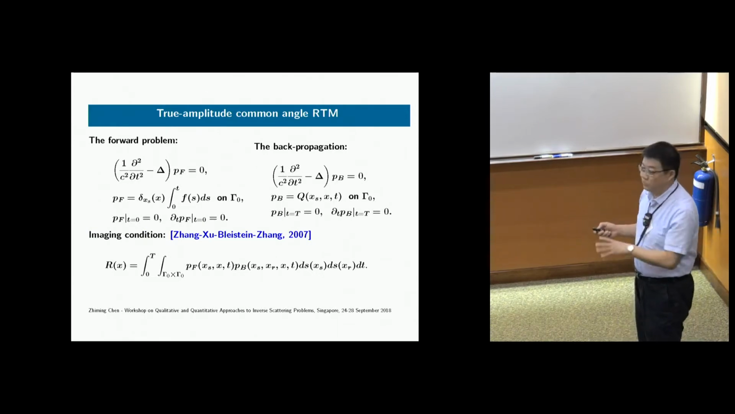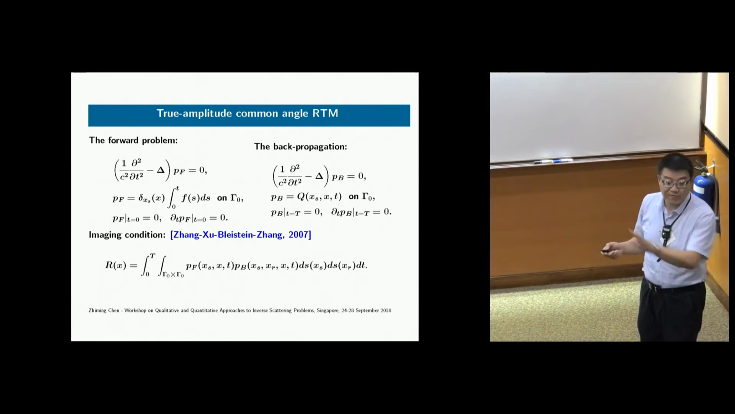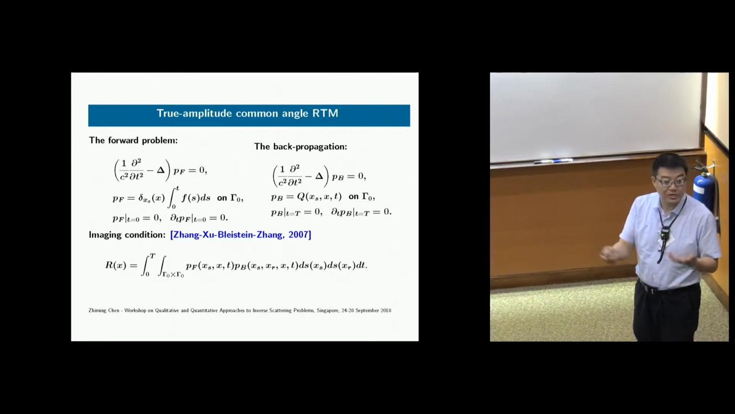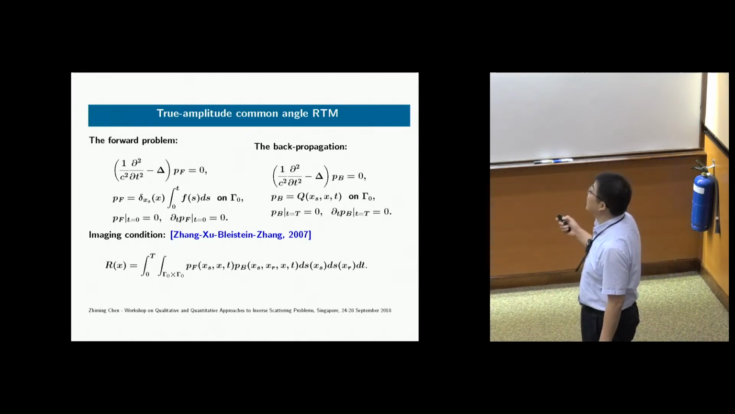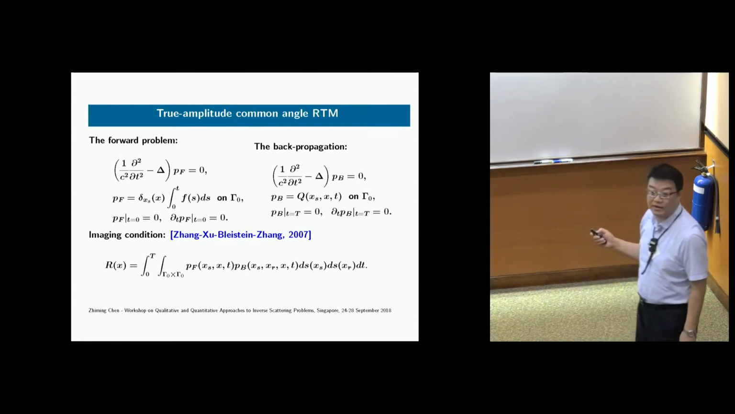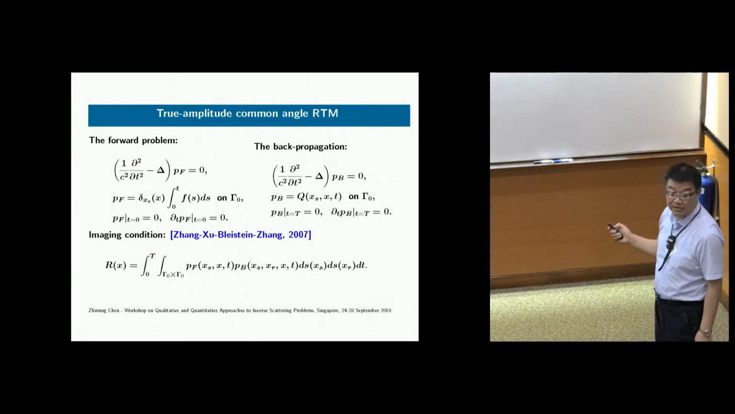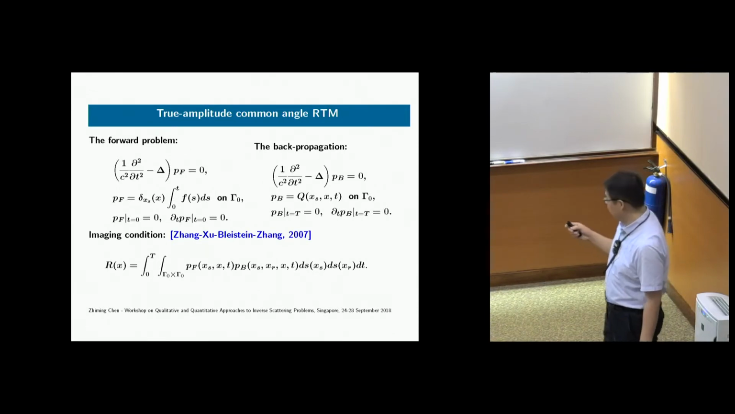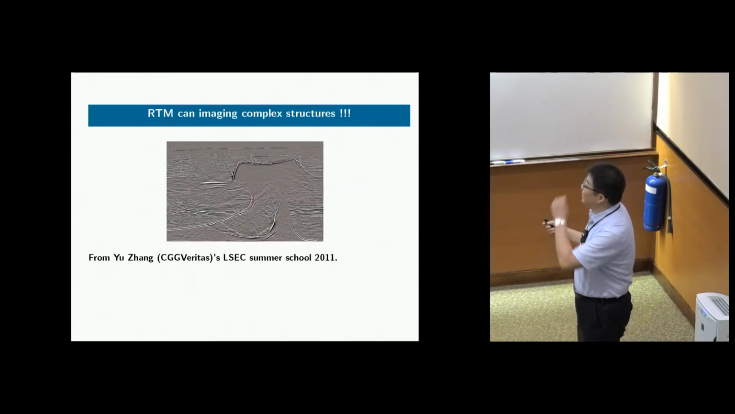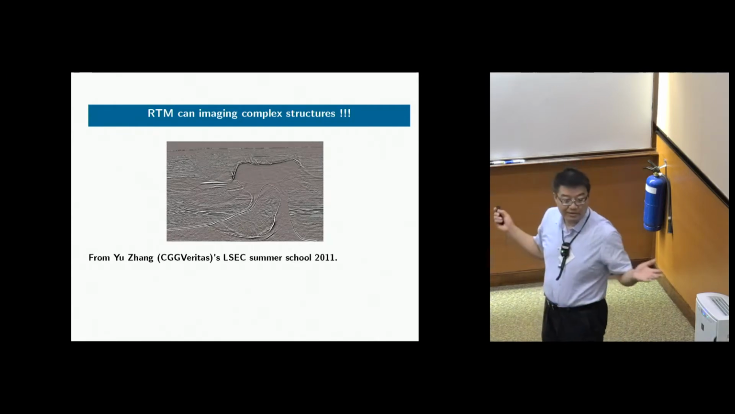There are a lot of different versions. If you try to figure out the literature, there are different ways to describe this method. For example, another one is what people call true amplitude, common angle RTM. The difference from the conventional one is that they have this source on the boundary as boundary data, which has certain advantages. The imaging function is again the same. This was proposed much later, and the outcome is wonderful.